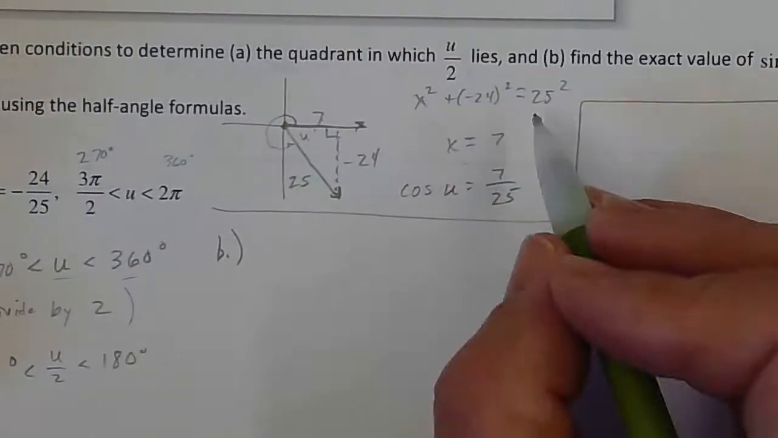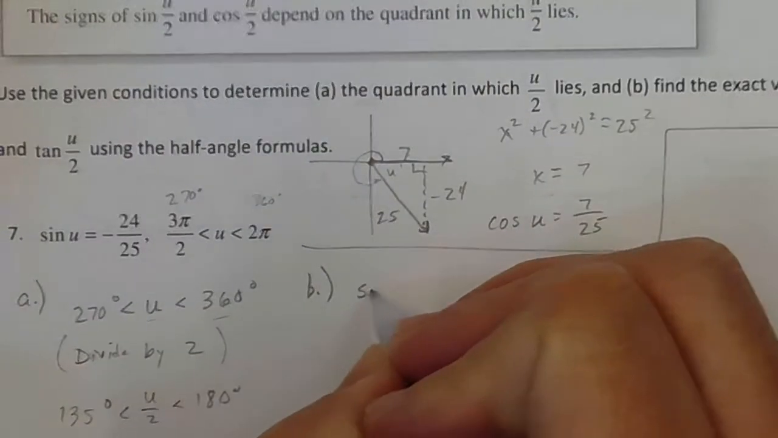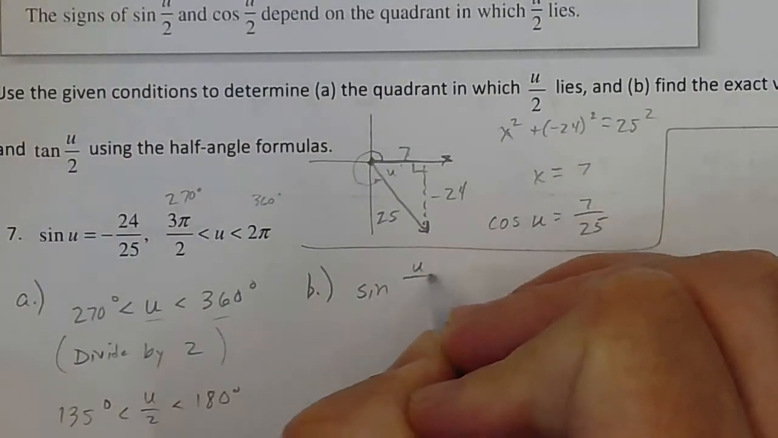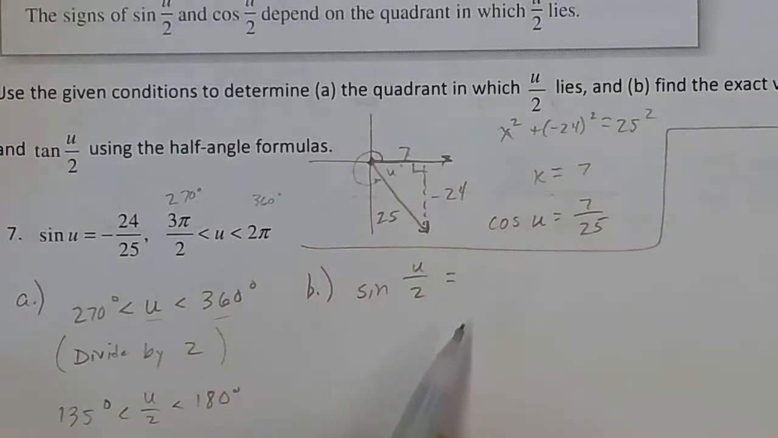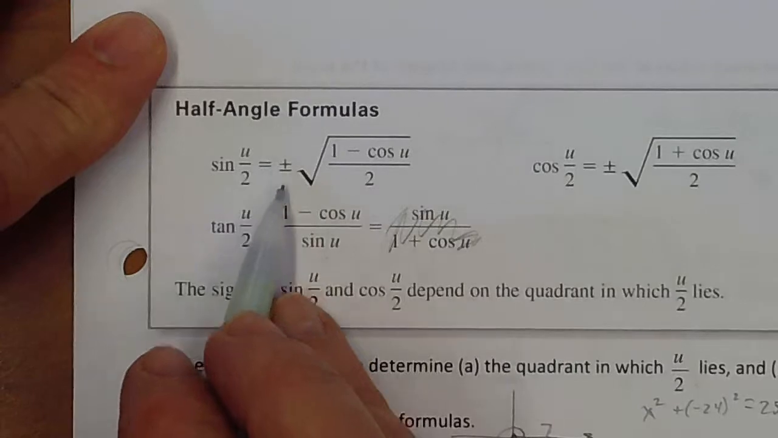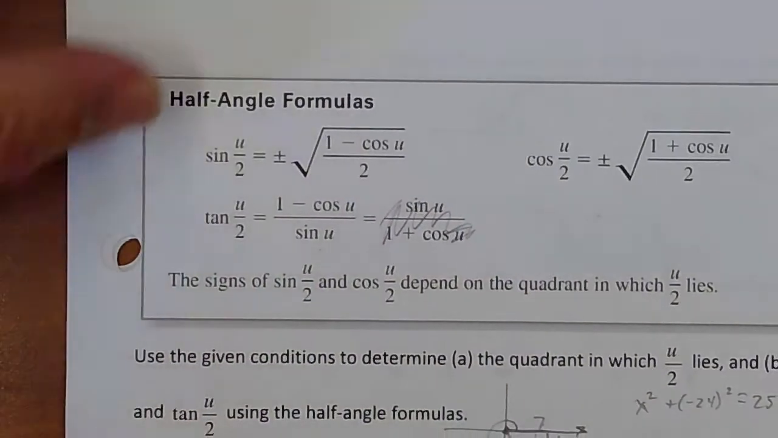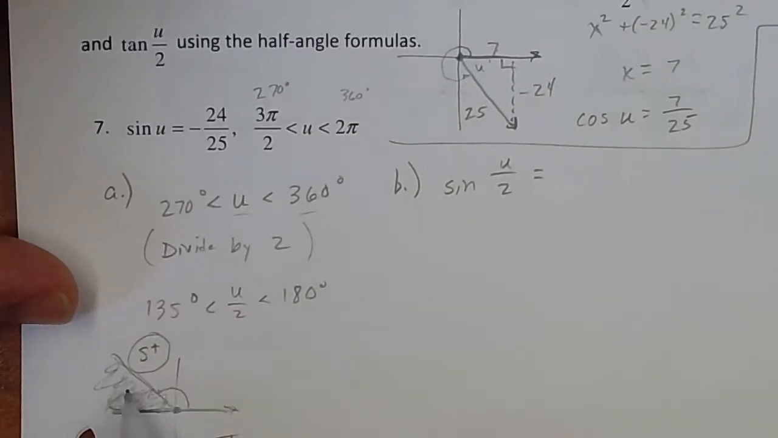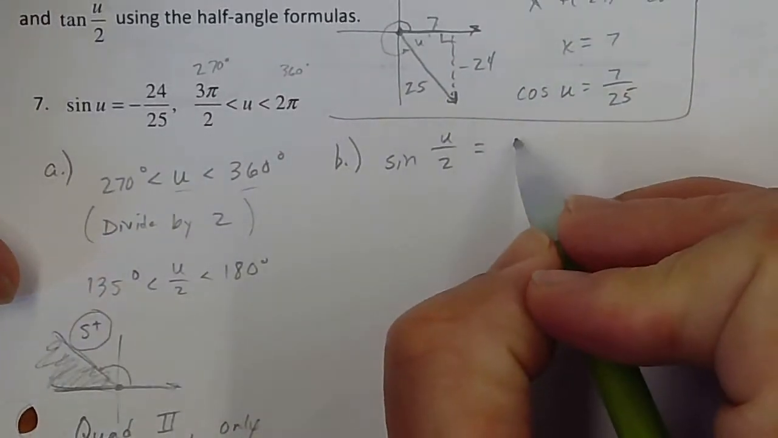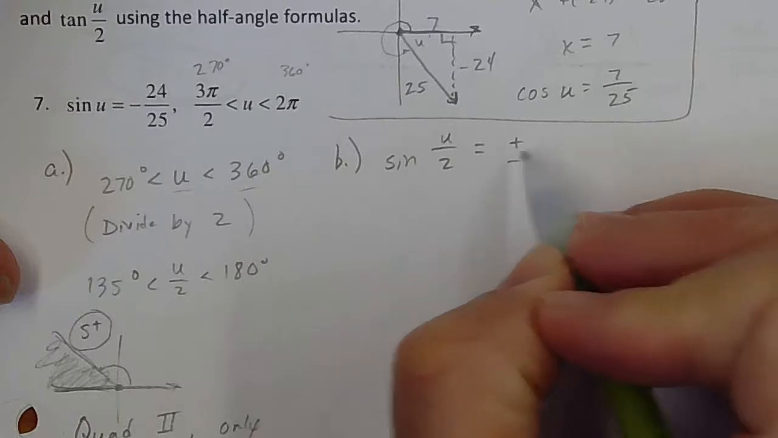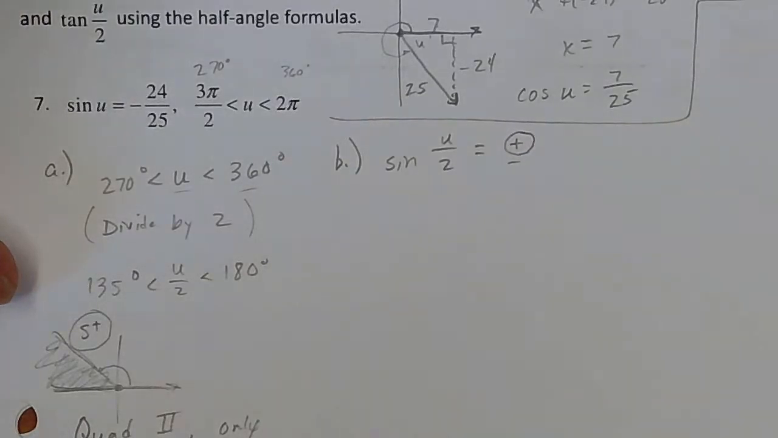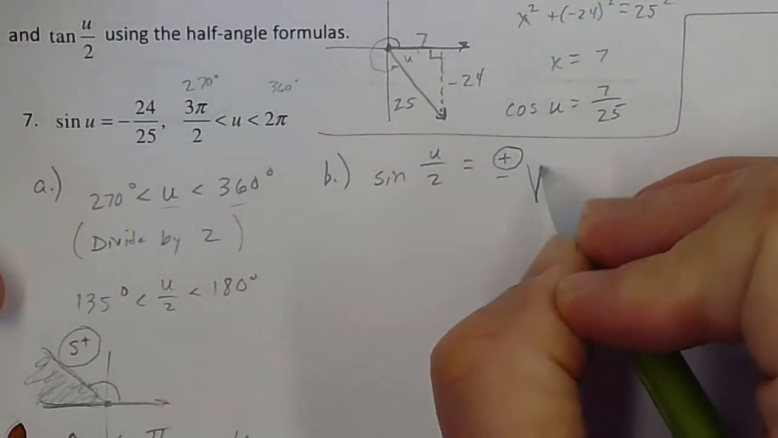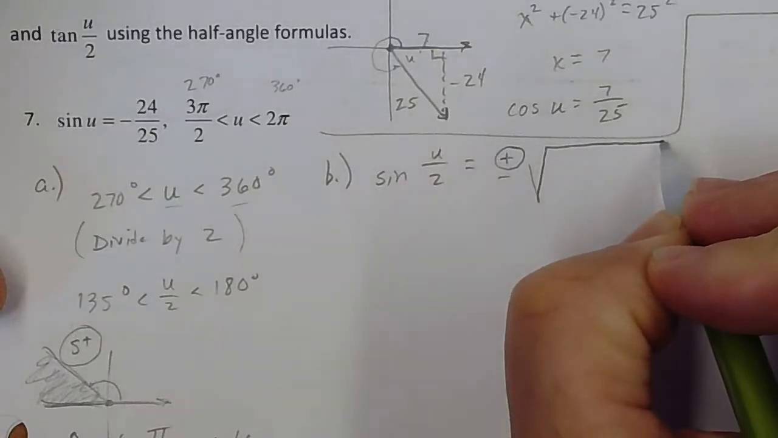Okay, part B, let's find the sine of the half angle. So sine of U over 2 is equal to, remember we always have a decision to make on the sign. It says plus or minus. But in part A, we made that determination. The half angle is in the second quadrant, sine is positive. So just so we know for our notes, we're making that decision right now. We're going to go with positive on the next step.